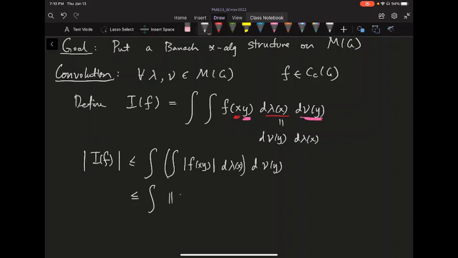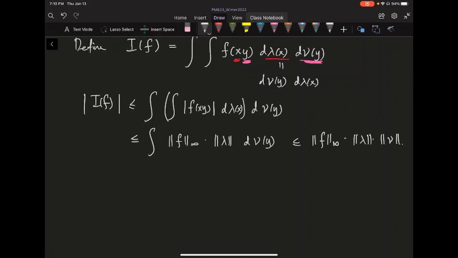So this is bounded above by the infinity norm of f times the norm of this lambda. And then I do the d nu of y. And this whole thing is going to be less than or equal to the infinity norm of f times the norm of lambda times the norm of nu, okay? And so because of that, I know this is a bounded linear functional. Well, it's linear is pretty clear.